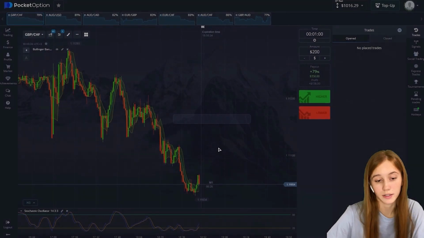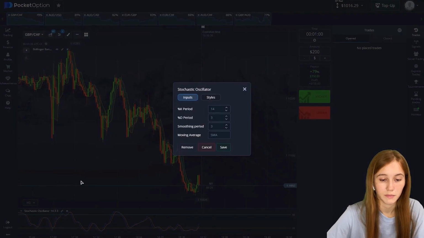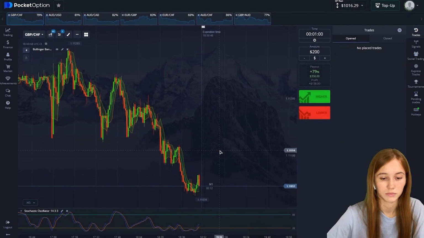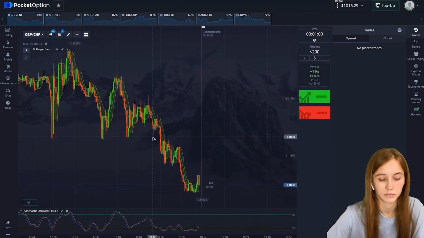And we also use technical analysis and 2 indicators: Bollinger Bands, you can copy the settings, and the stochastic oscillator, you can also copy the settings. So I showed everything, I think.